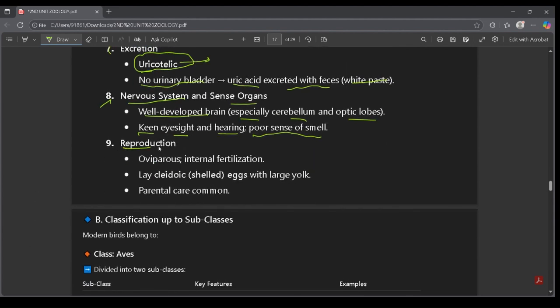Number nine being reproduction. They are oviparous. They support internal fertilization, right? They lay shelled eggs with a large yolk, and they have parental care, which is quite common in birds.